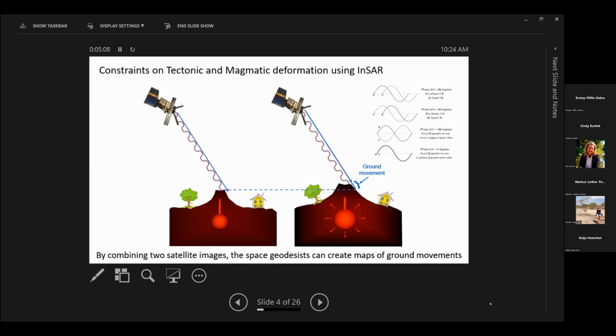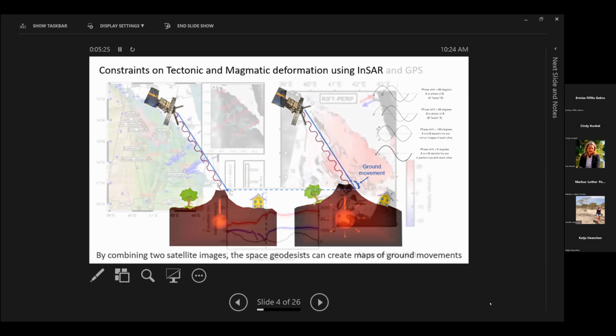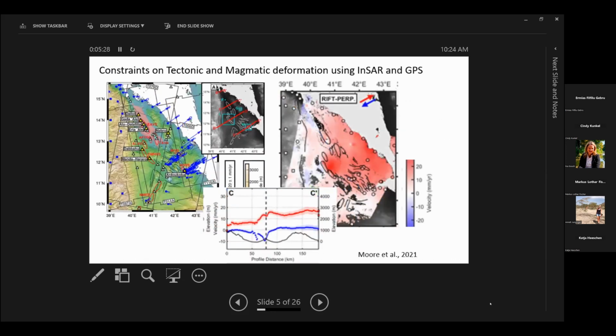So InSAR is a technique that relies on differencing two or more radar images, looking at the difference in phase, or the position of the two images in relation to each other. And since we know the wavelength of the radar wave, we can compute the amount of ground deformation. And this is very good at increasing the spatial resolution of our deformation maps. So this has been done in a number of studies in Afar.